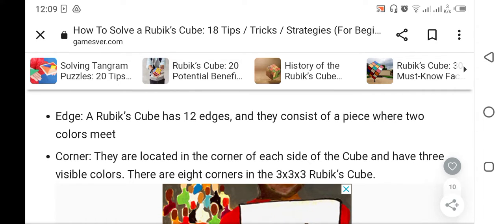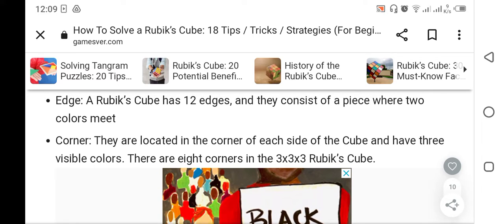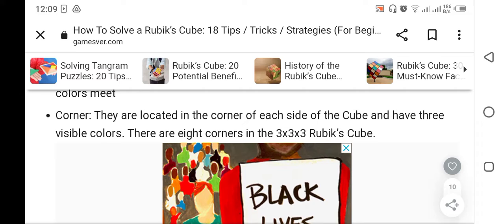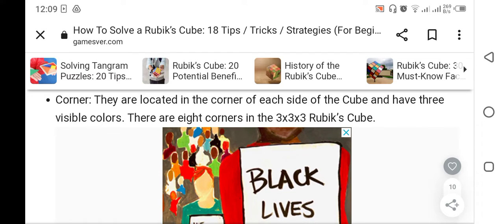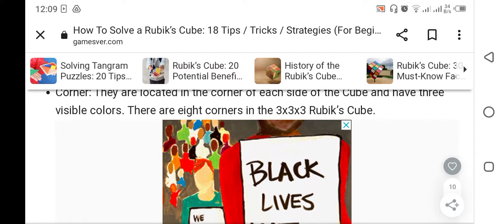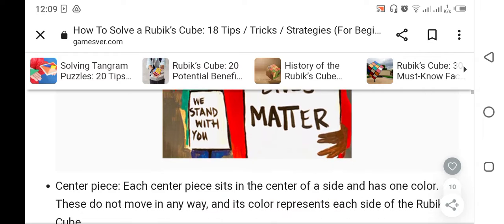Number 1, edge. Rubik's Cube has 12 edges and they consist of a piece where 2 colors meet. Corner. They are located in the corner of each side of the cube and have 3 visible colors. There are 8 corners in the 3x3x3 Rubik's Cube.